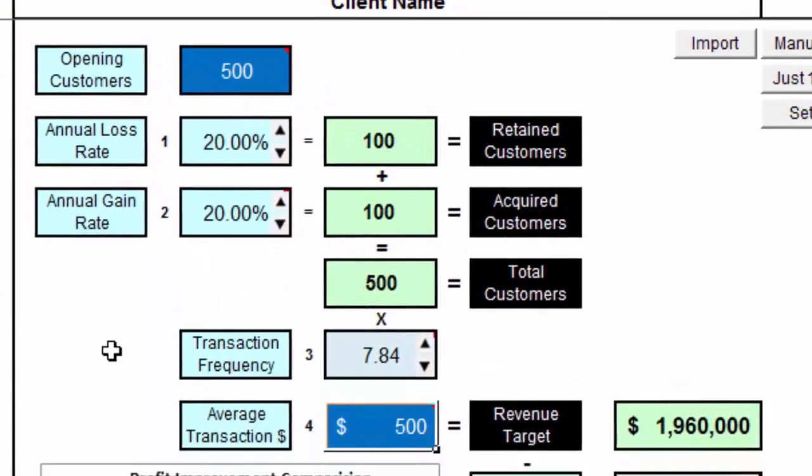Underneath that is the transaction frequency for each of those customers, and it's currently set at 7.84. And I'll explain why that is in just a moment. Underneath that is where I keyed in the $500 average transaction value, and a combination of the total customers multiplied by the transaction frequency and the average transaction value gives us our revenue target. And in fact, this could be last year's revenue.